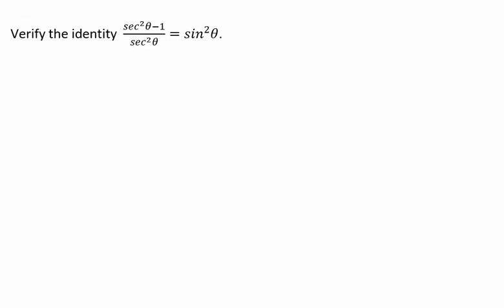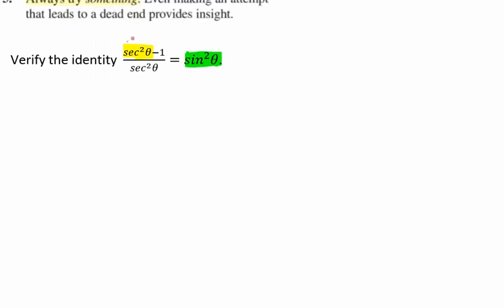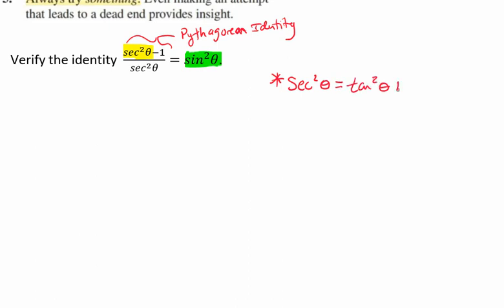So here we're going to be verifying the identity secant squared of theta minus 1 divided by the secant squared of theta equals the sine squared of theta. So this is kind of our end goal. Now we look at this and we see, hey, this can be used as a Pythagorean identity. Our Pythagorean identity tells us that the secant squared of theta equals the tangent squared of theta plus 1.